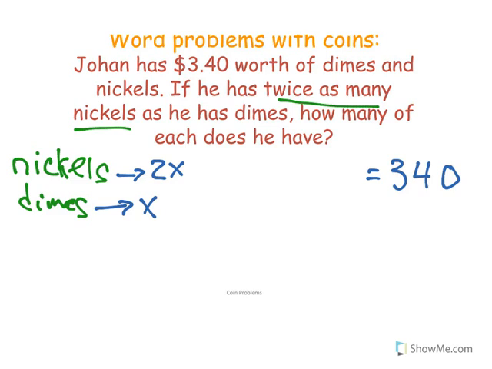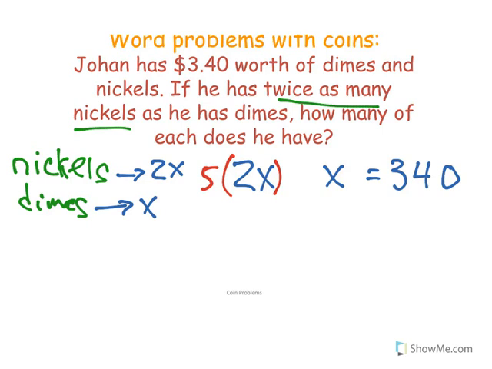Okay, so let's see what's happening here. So I've got 2x nickels, and I've got x dimes. If I do 2x plus x equals 340, that's not going to give me a correct answer. The reason is because $3.40 is the amount of money I have. 2x is not the amount of money I have. It's the number of nickels I have. How much money do I have if I have 2x nickels? Well, each of those 2x nickels is worth 5 cents.